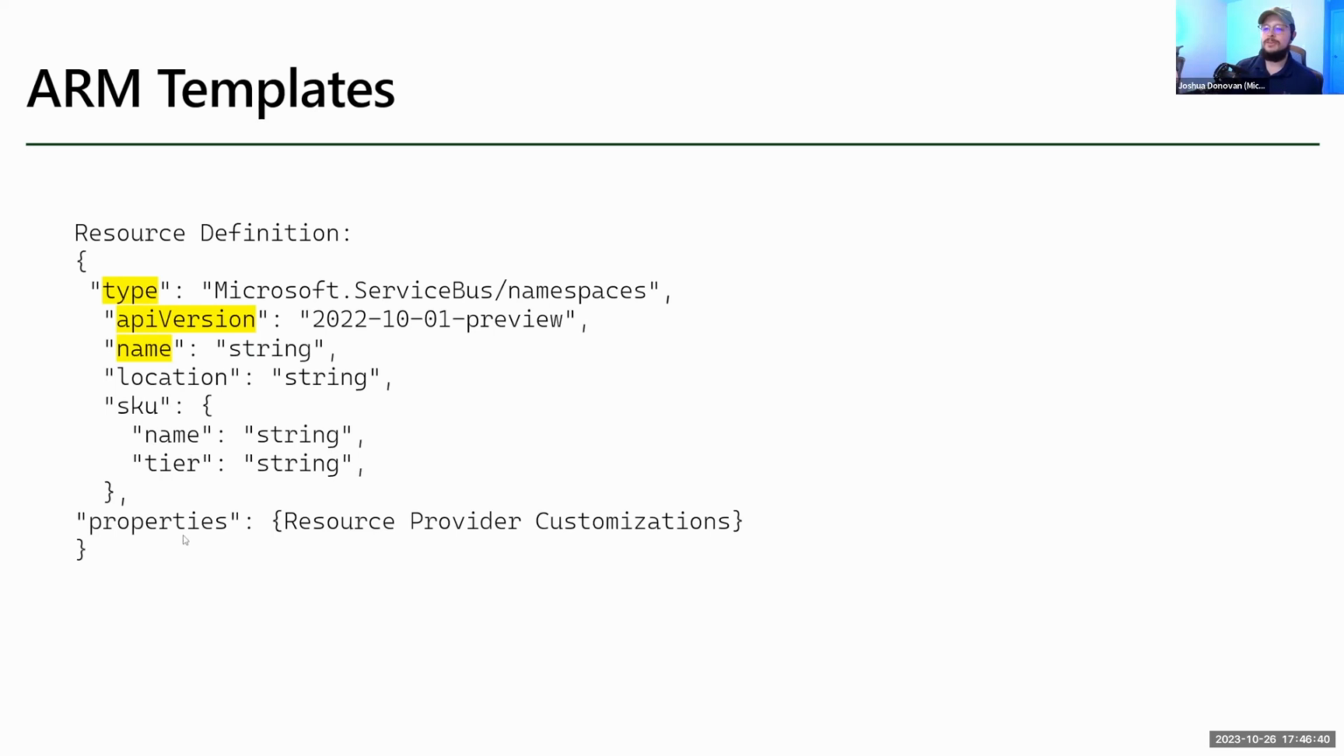Finally, there's a section of just about every ARM template, and that is the properties. In this case, Service Bus namespaces don't actually require properties, so we're not going to be seeing much of it. But the properties section is where the resource provider customizations come in. So if there is something custom to that resource, it's going to be shown in the resource provider customizations.